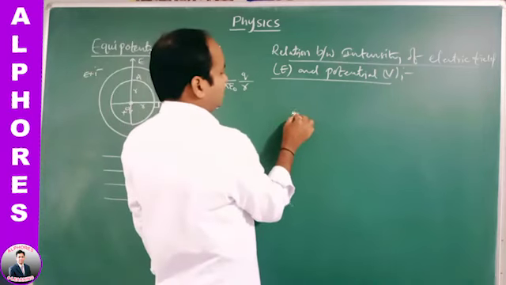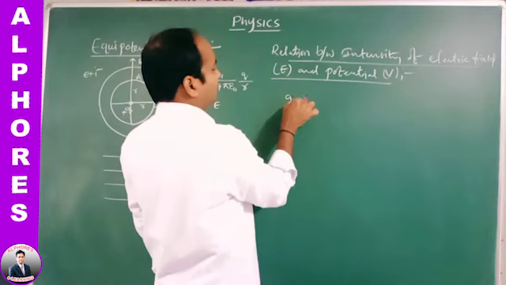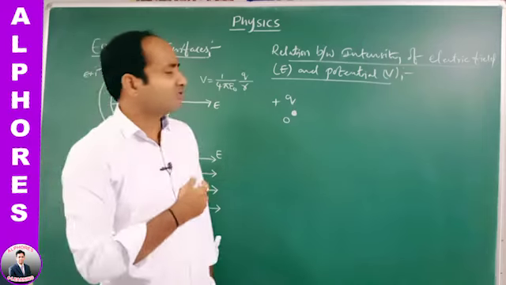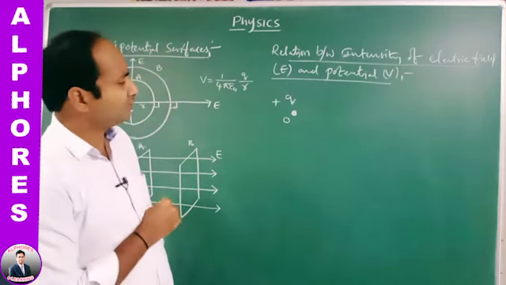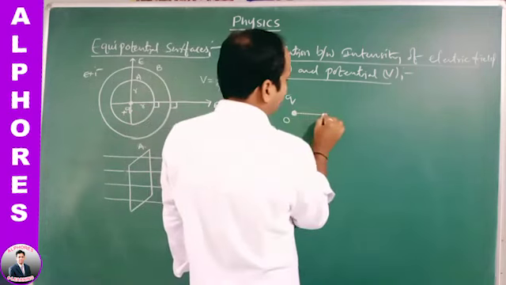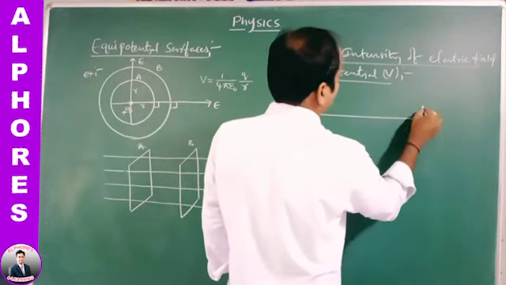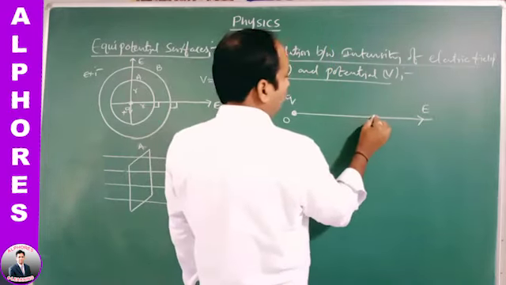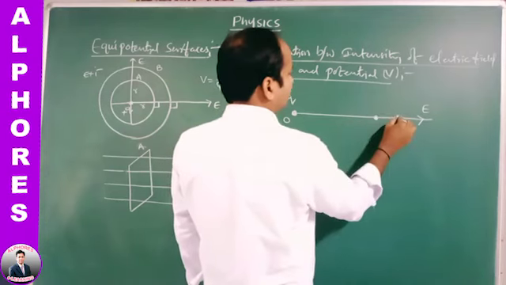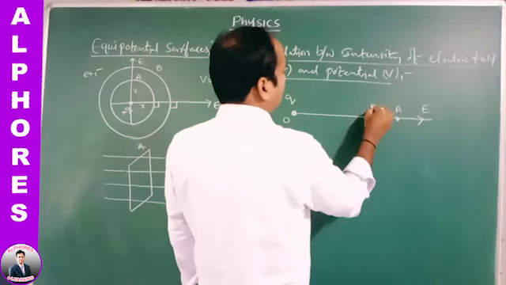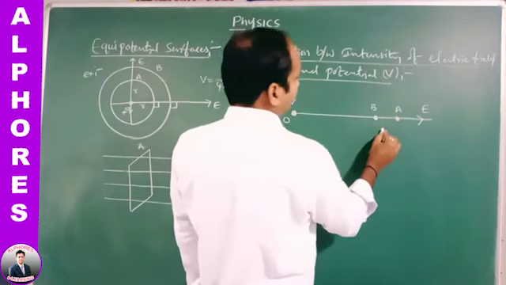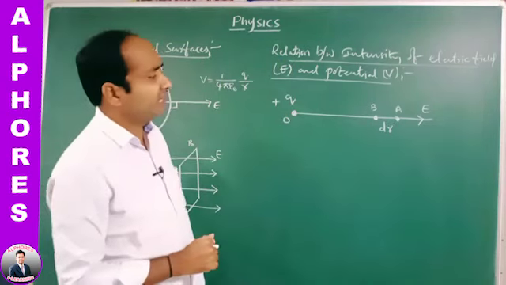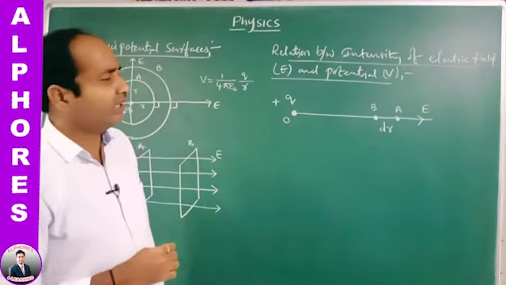Suppose now consider again a point charge Q at any point in the free space. Let us take this is O and this is a positive charge. If a positive charge Q is kept at any point O in the free space, the direction of electric field is radially outwards. Now consider 2 points, A and B, which lie within the electric field, separated by a small distance dr. The distance between A and B is dr.